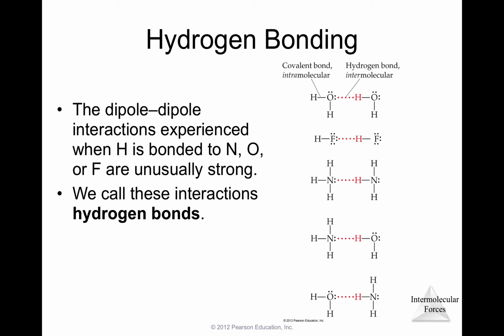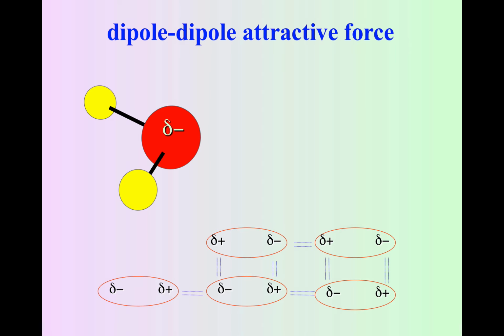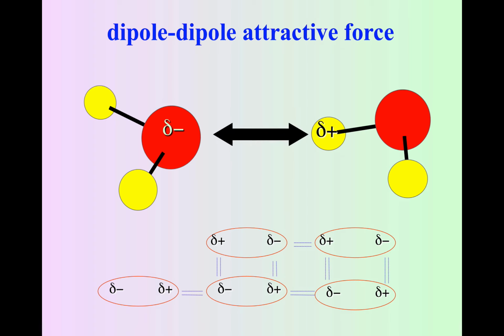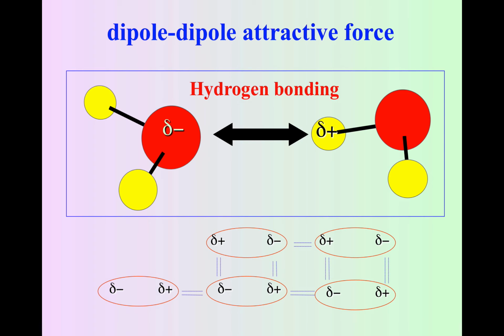There's no bond here. This is just an attraction between the water molecule and the other water molecule, or the hydrogen fluoride molecule and the other hydrogen fluoride molecule. So you get the hydrogen of the one molecule lining up with the oxygen or the fluorine of the other molecule, and this is what causes them to liquefy. The negative side of water lines up with the positive side of water. This special kind of dipole-dipole interaction is called hydrogen bonding.